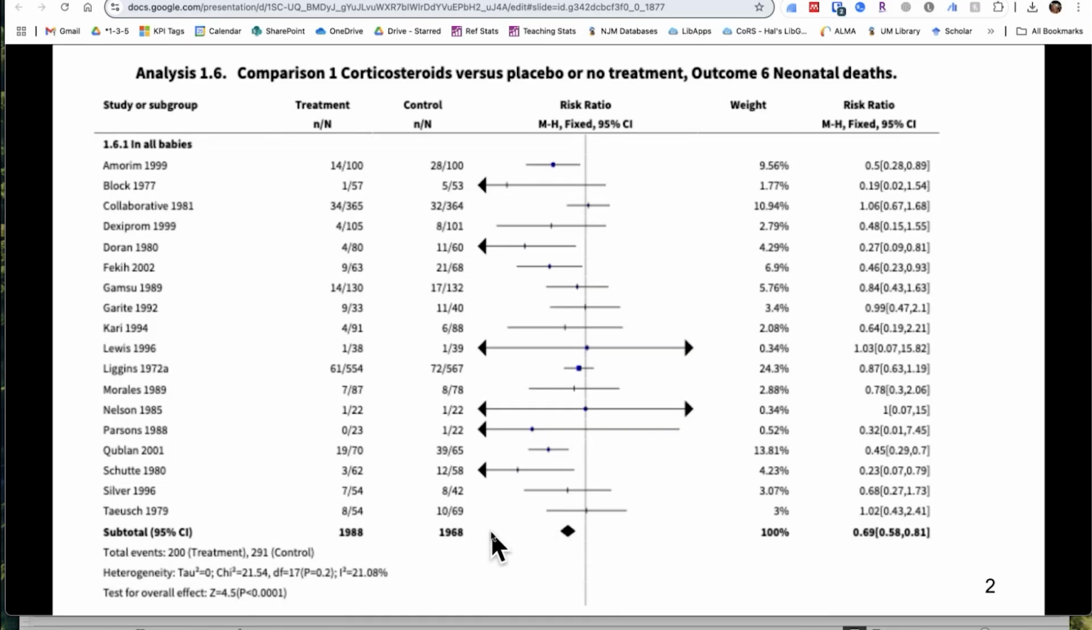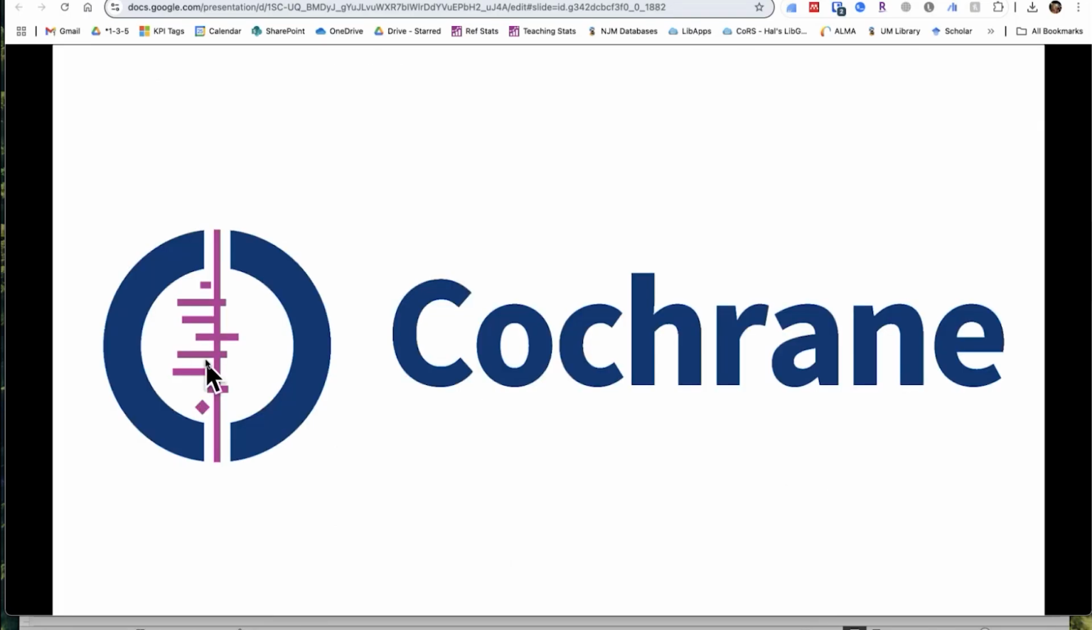And it changed practice in corticosteroid treatment for preventing preterm birth. As a result of this systematic review, they estimate that it probably saved thousands of lives. And this particular meta-analysis became part of the Cochrane logo.